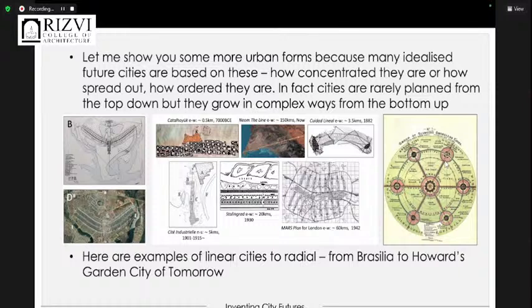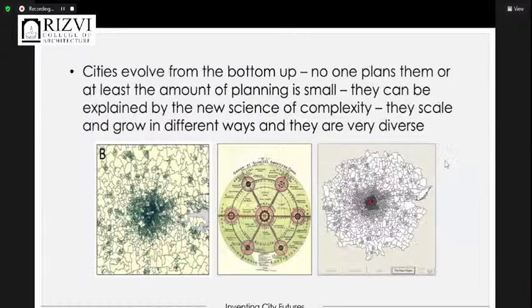So you can see lots of different shapes, each having different advantages with respect to density, with respect to travel, and so on. Again, I'm going to make the point, and you've seen this already, and I won't labour it, but cities evolve from the bottom up. No one plans them, or at least the amount of planning is very small. They can be explained by this new science of complexity, which looks at how all the parts are arranged and how they fit together, how transportation relates, and they scale and grow in different ways.